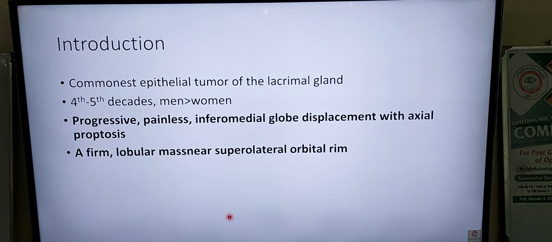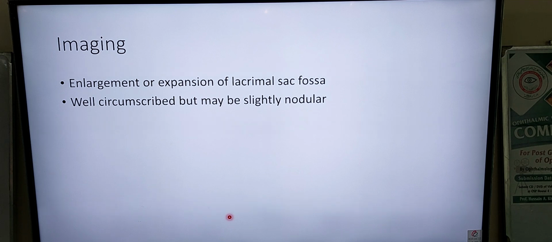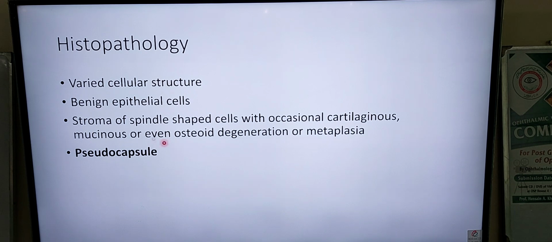A firm lobular mass may be found near the supralateral orbital rim. Imaging techniques reveal enlargement or expansion of the lacrimal gland fossa, and a well circumscribed but slightly nodular mass may be found. Coming to the histopathology, because often some questions have the histology in their stems, so histopathology is important. There may be varied cellular structure.